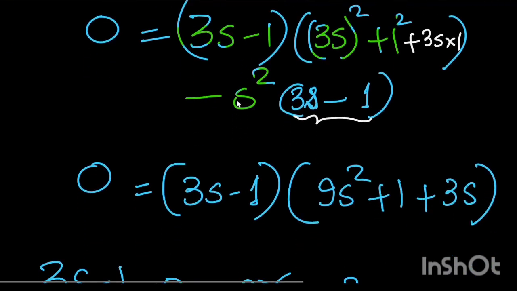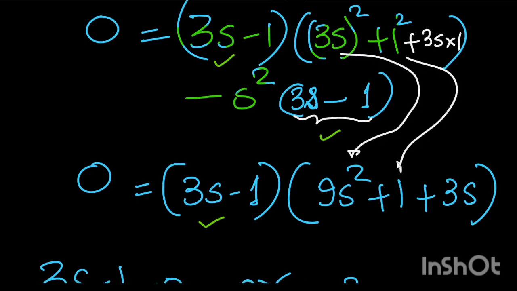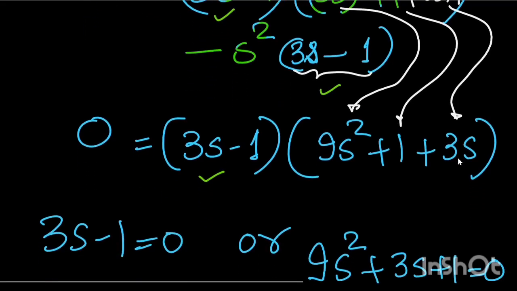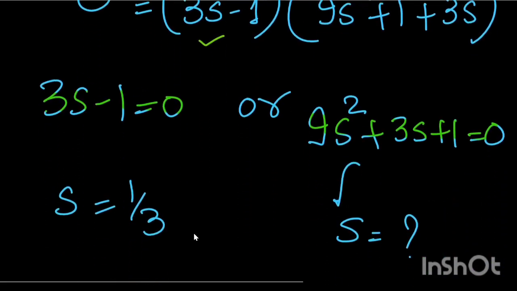As you can see, we can take 3s minus 1 common like this. So we would be left with what? 3s whole square, which is 9s square, plus 1, and 3s into 1 is plus 3s. So we are left with a quadratic and a linear. 3 sine minus 1 equal to 0 will clearly give sine as 1 by 3.